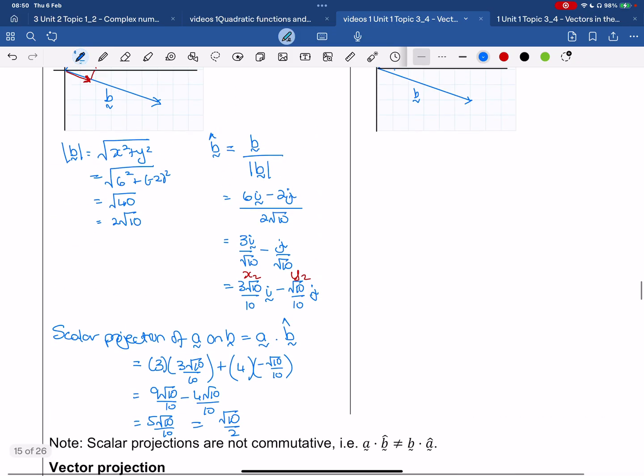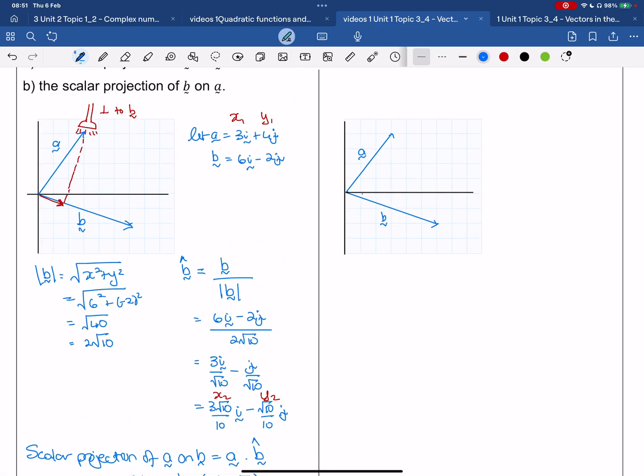Okay, let's have a look at the scalar projection of B on A. What that means is I need to change the position of my torch to see how much of B will shine onto A. So I'm going to draw my little torch perpendicular to A now. So this is perpendicular to A, and this is the vector that I'm interested in. Now, in order to find that, I'm going to need to find my unit vector in the direction of A.